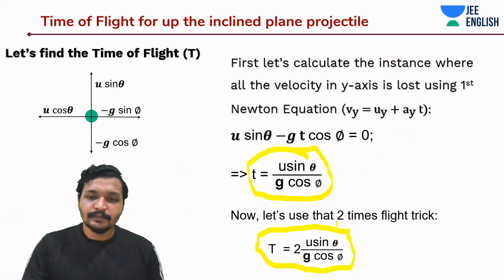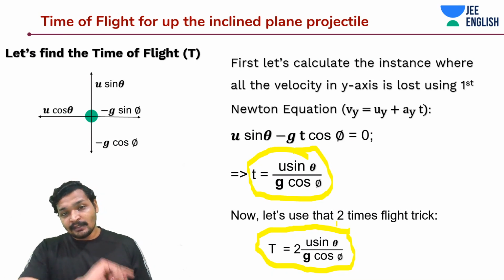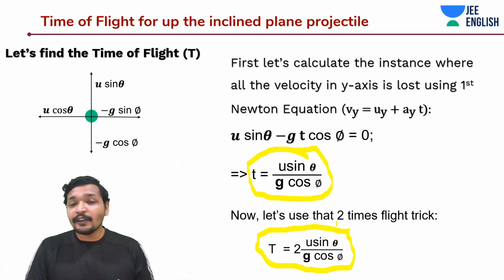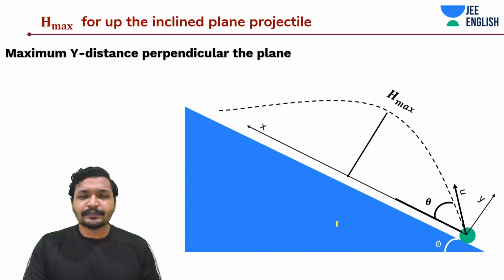Easy? Don't do that. Resolve it. Sometimes they will add both the angles and give you as alpha. But it's just a small way to remember it.